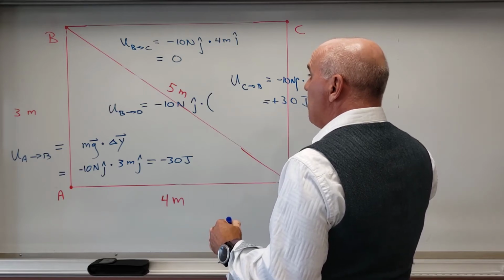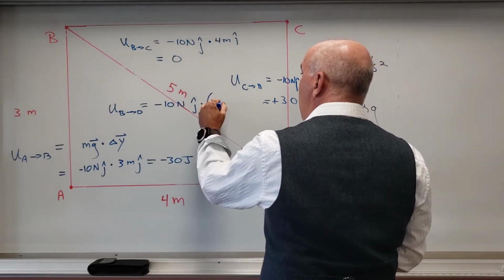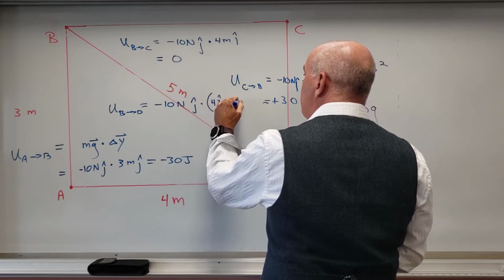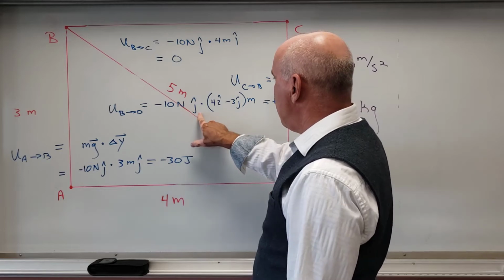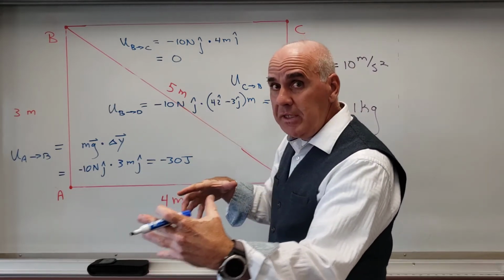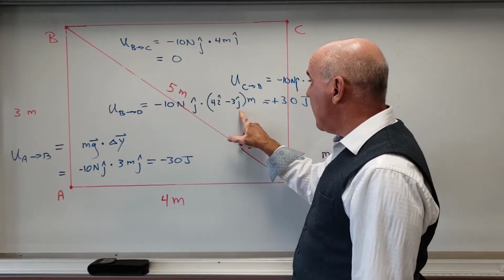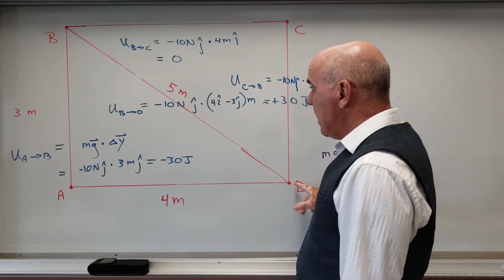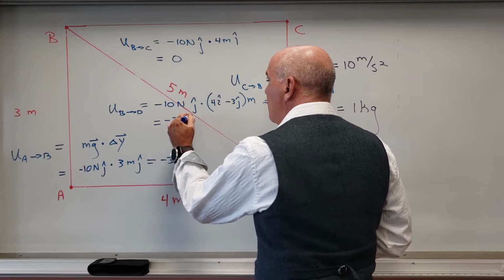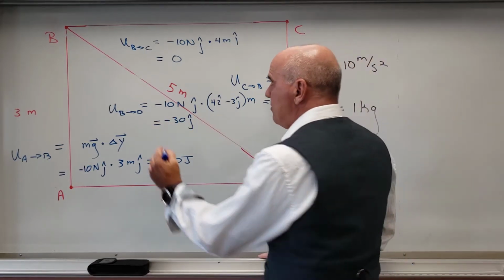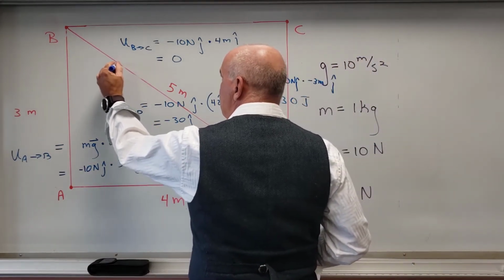4i minus 3j meters. And when I do the dot product with j dot i, that's 0, right? That's going to go away. And then j dot j, I'm going to end up with negative 30 joules. Negative 30 joules. Or I could look at it this way. My displacement is 5 meters in this direction.